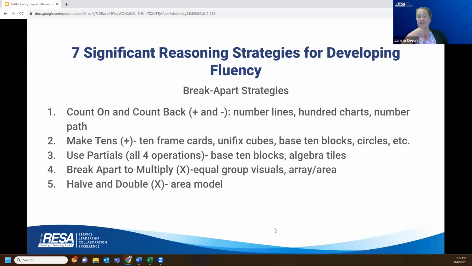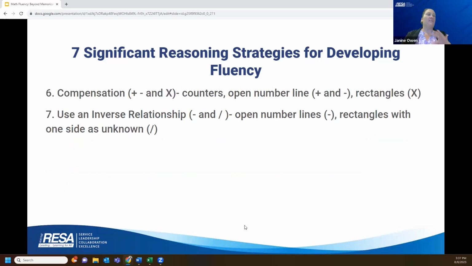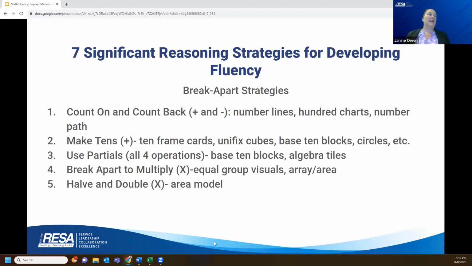For example, making tens. We had people making 10s in our group. Breaking apart numbers. Someone even talked about using an array, and the halving and doubling, we heard that. These strategies are the biggest bang for your buck strategies for students, able to be applied to many different situations, but some are used only in certain operations. If I go back for a second, counting on and counting back is strictly an addition and subtraction strategy.